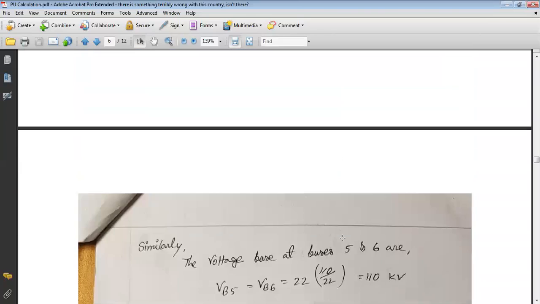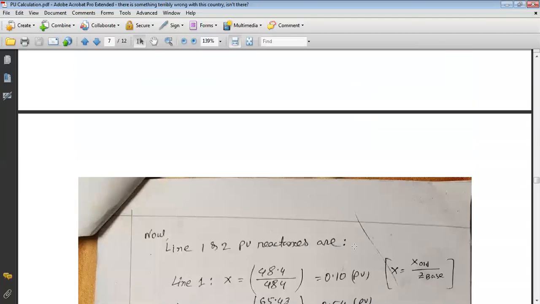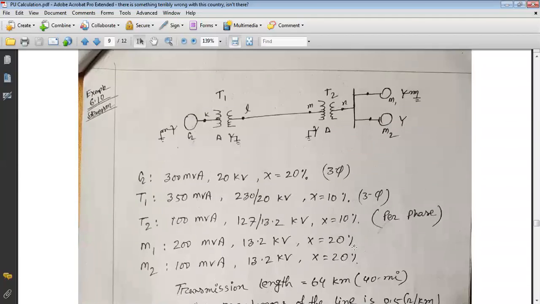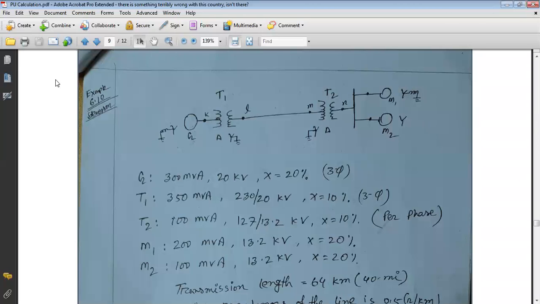in our previous class. Now in this present class, we are going to solve another mathematical problem, and this will be the end of our per unit calculation lecture. This is an example from Stevenson's book, Power System Analysis, Chapter 6, example 6.10.